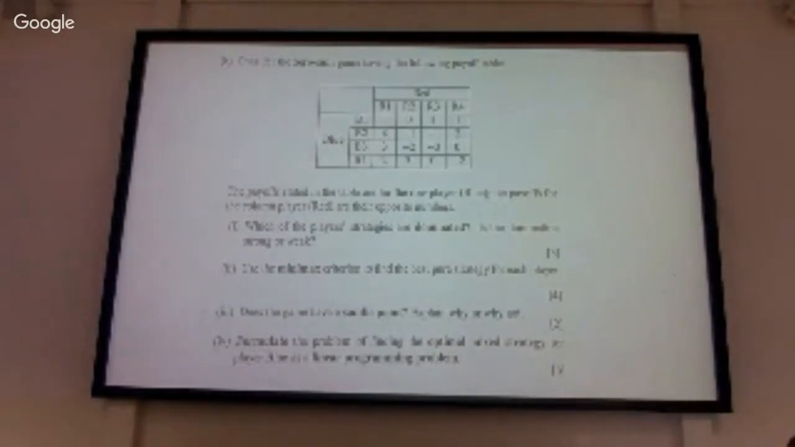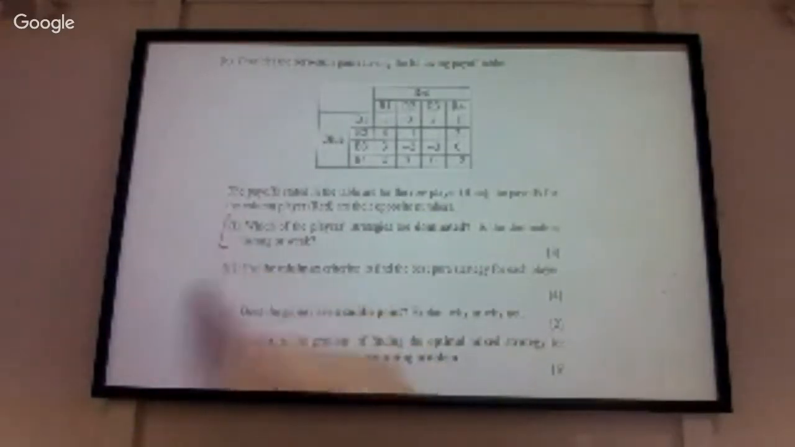So let's just quickly have a look at some of these answers. The first bit is, are there any dominated strategies in here? Can you quickly find any dominated strategies on these numbers? I'll try to.